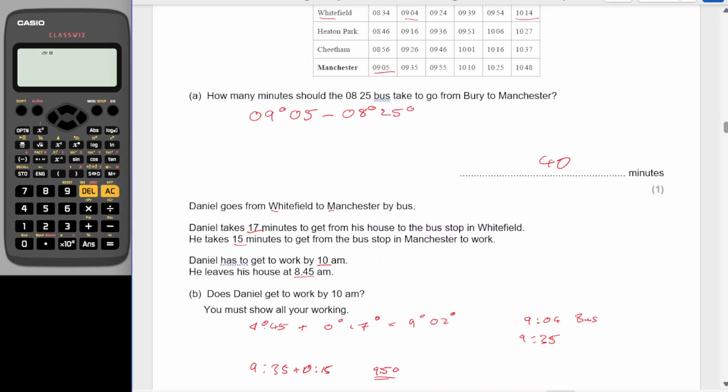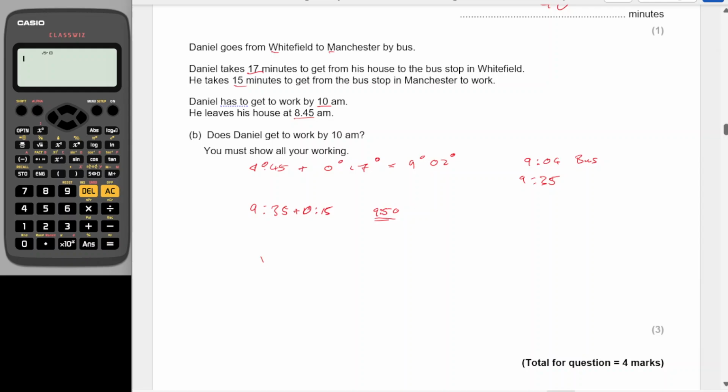So does he get to work on time? Yes, he would. Just checking my figures. Yes, he would be 10 minutes early, or he would arrive at 9:50 AM. Same format as the question.